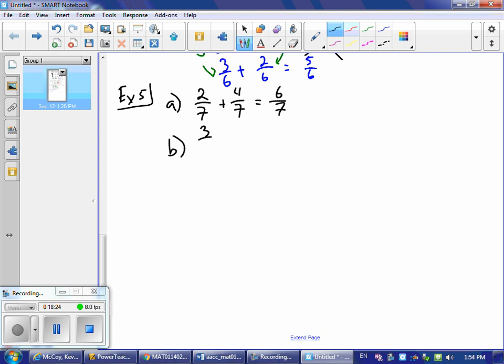If I have 3/10 and I want to add 2/10, well, if I have 3 out of the 10 pieces and then I add 2 more out of the 10 pieces, I should have a total of 5 out of the 10 pieces. But 5 out of 10 reduces. Hopefully this is one you can do without the prime factoring thing. 5 out of 10 is a half.